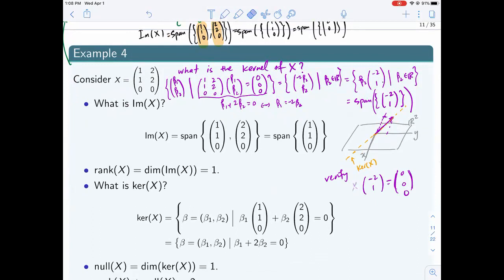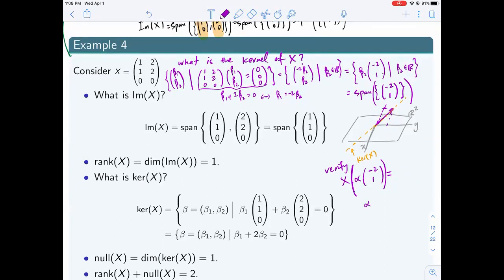So basically X times anything in that direction. If I multiply this by alpha, suppose you have a vector alpha and then you multiply X by this. Because alpha is a scalar, it comes out, and you get alpha times 0, 0. So this verifies it. This is in the kernel.